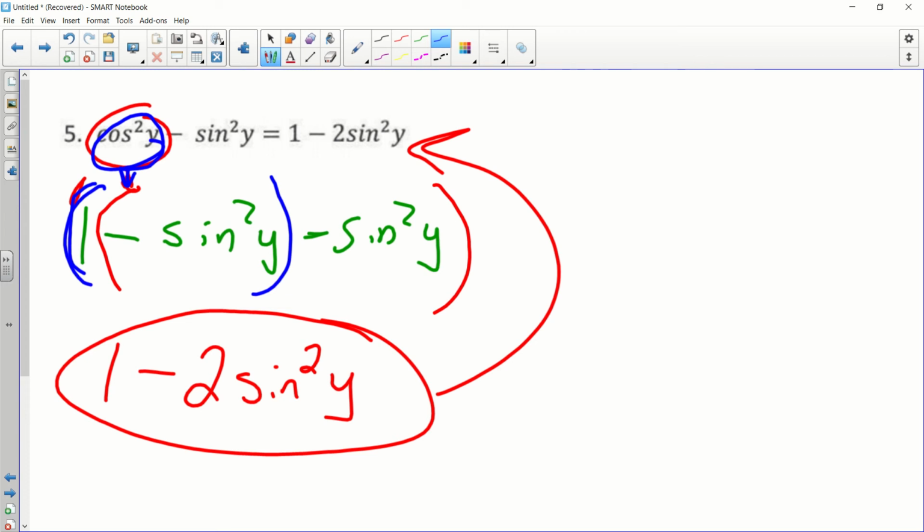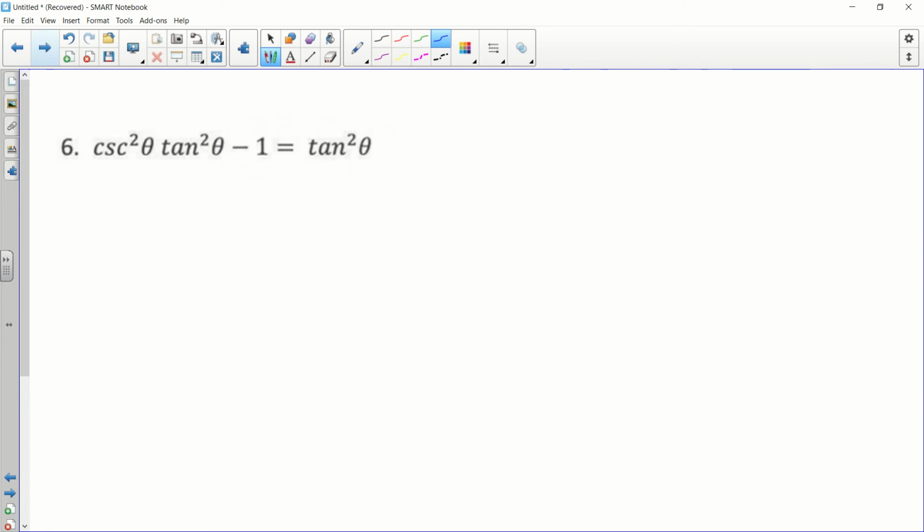So a couple more to go, and then I'll have you practice some on your own. So we're going to jump to number 6. Cosecant squared times tangent squared minus 1 is equal to tangent squared. So I have a couple different options, but I'm going to convert everything to sine and cosine first.